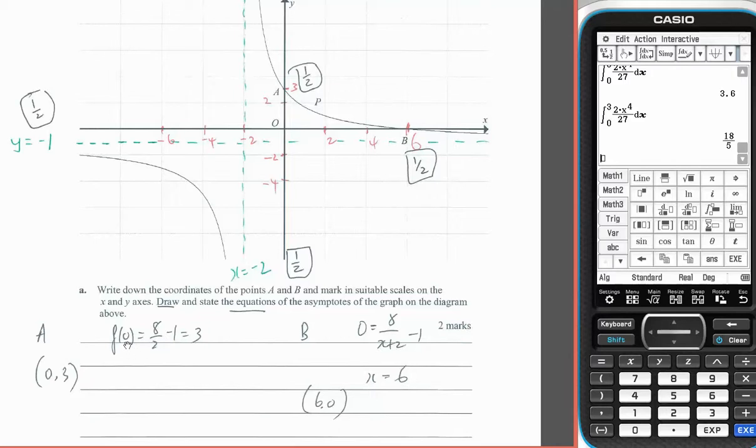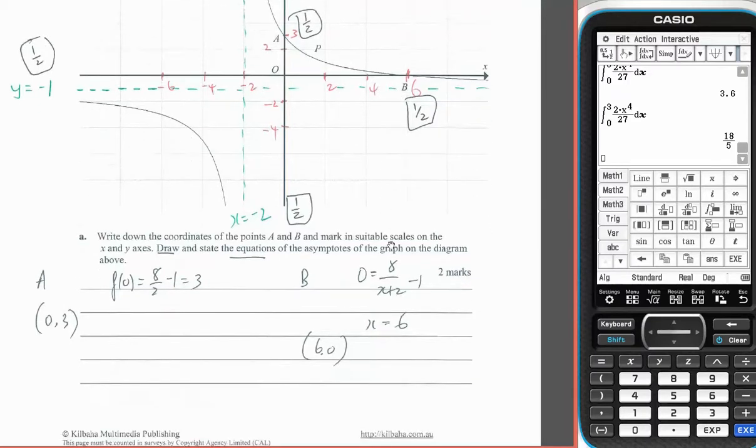If you set x equal to 0, you get 3, which means each guiding line is 2. Accordingly, you can put on a scale. For point B, set y equal to 0, therefore x equals 6. And if that's 6, each guiding mark is 2, so you can put on the scale accordingly.